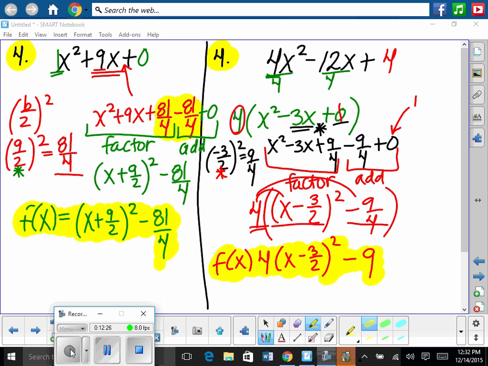Now, once again, the most common error is that most people forget about that 4, or they forget to distribute the 4 through to each thing here. Okay, so this would be our final answer in vertex form.